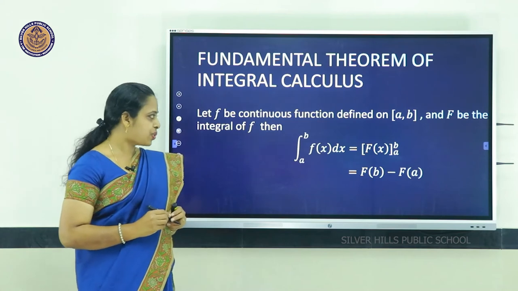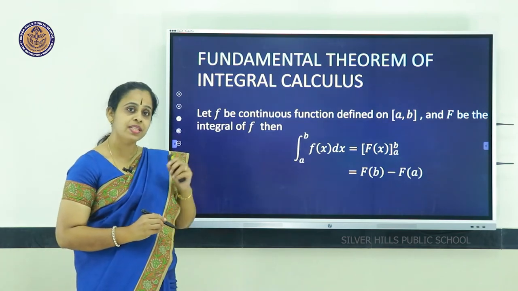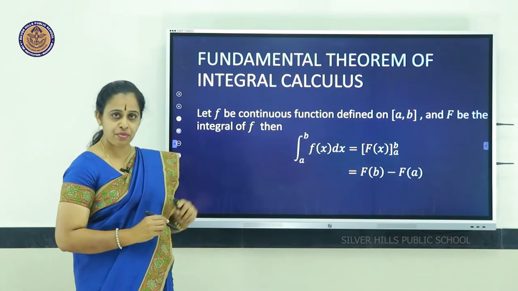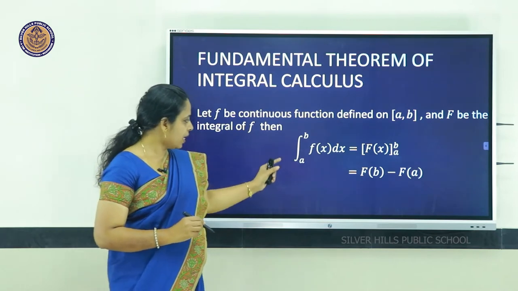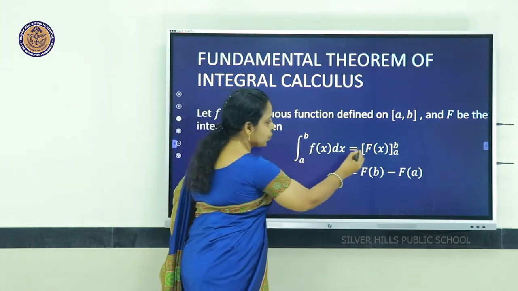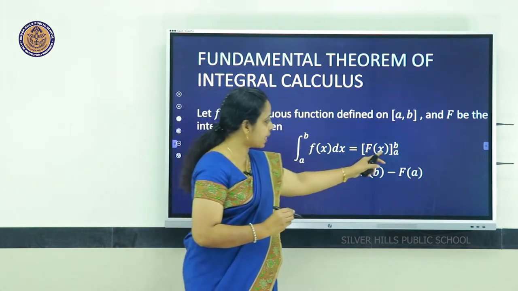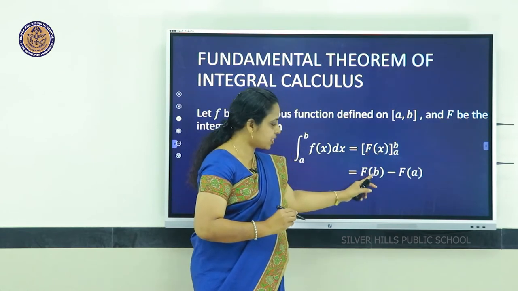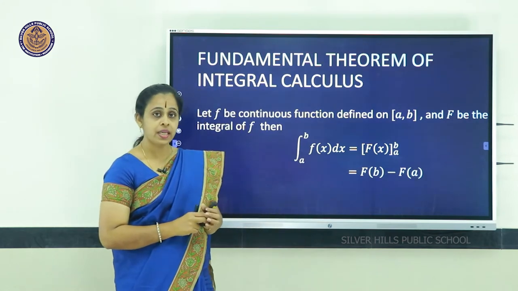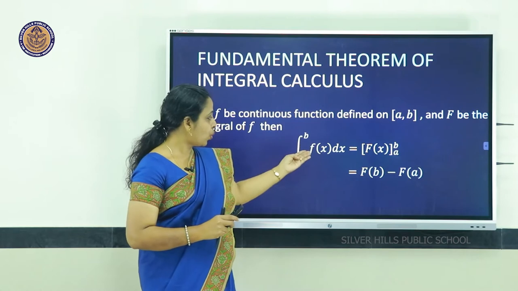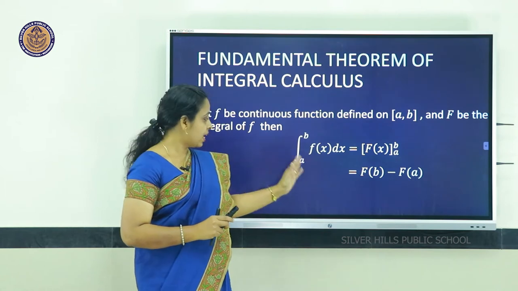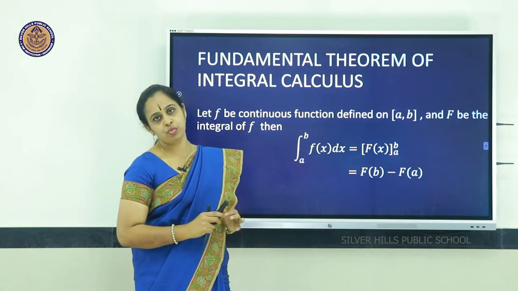Let f be a continuous function defined on the closed interval [a, b] and capital F be the integral of f. Then the integral from a to b of f of x dx will be equal to, when you integrate f(x), you get capital F(x) within the limits a and b. So upper limit first, F of b minus the lower limit F of a. Actually, this is the area below the curve y equal to f of x, the x axis, x equal to a and x equal to b.